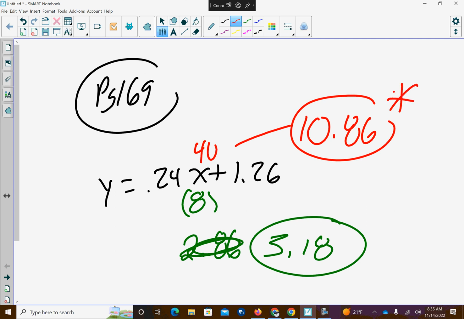So this is extrapolation. I would say that's probably invalid because we didn't have anything close to that. The 3.18, we did have data that was 8 hours, so that should work.